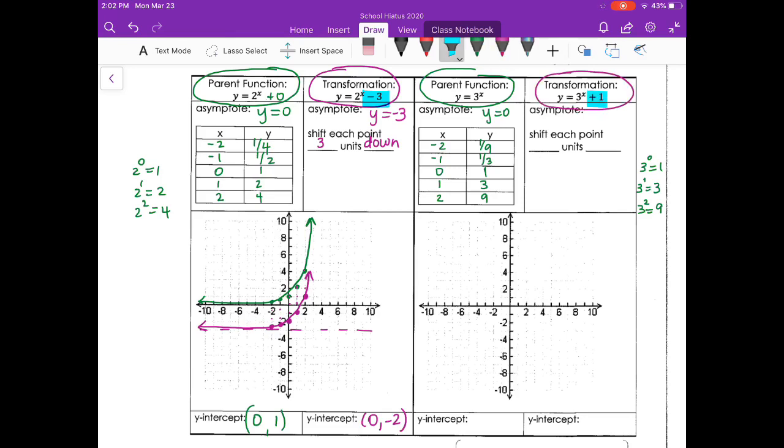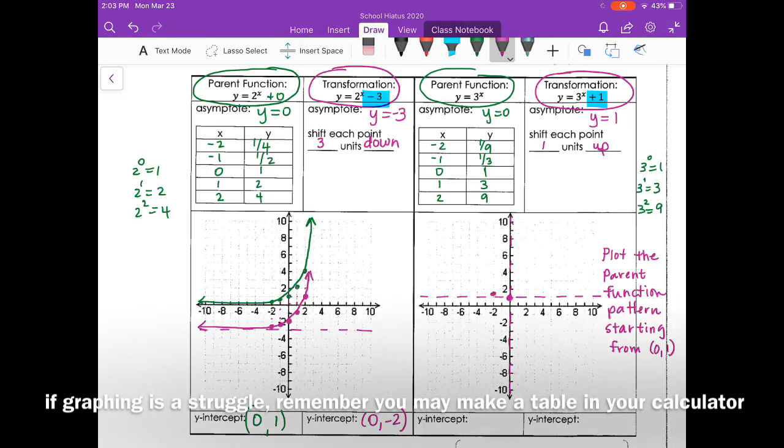Now, for this problem, I'm going to show you a shortcut because it can become tedious to have to graph every parent function and its transformation by counting up and down to shift the points. So our new asymptote is going to be y equals 1, and it's going to shift every point 1 unit up. We're going to sketch our asymptote at y equals 1, and then instead of graphing the parent function and the transformation, we're going to just directly graph the transformation by plotting the pattern of the parent function, but starting to count from (0, 1) instead of (0, 0).